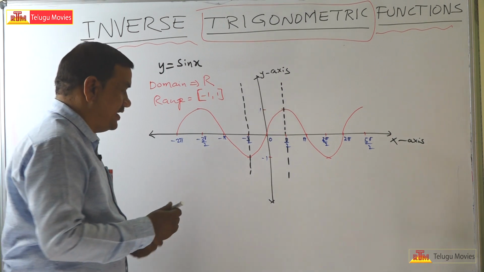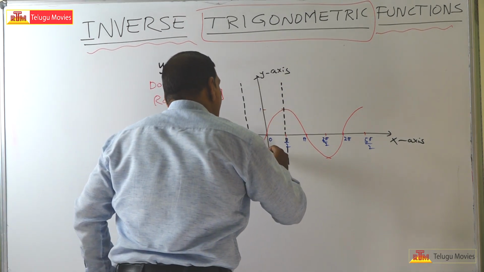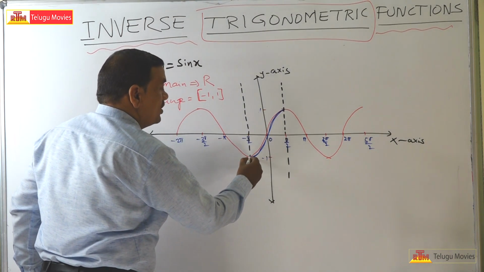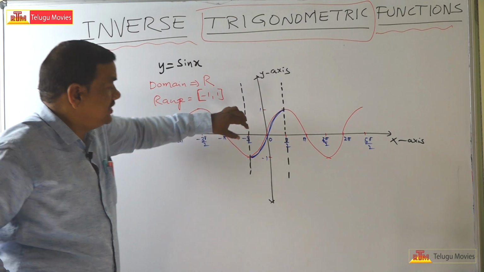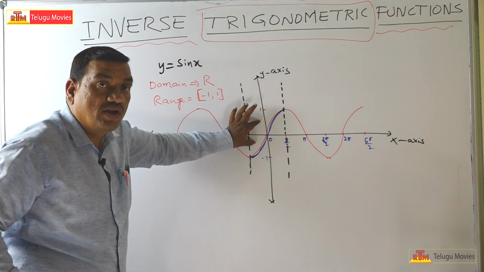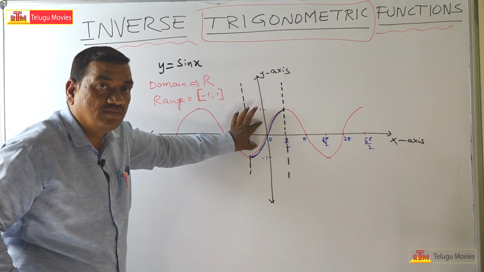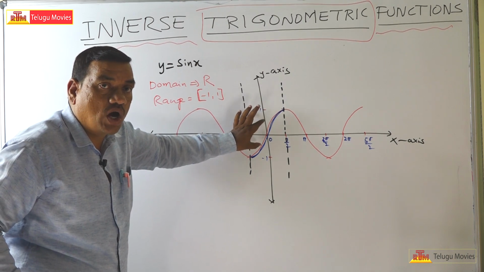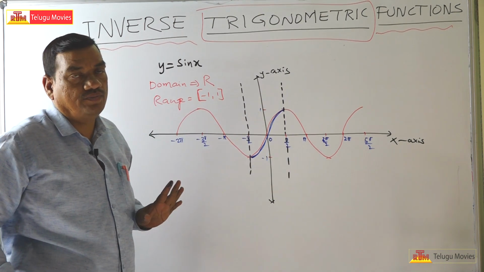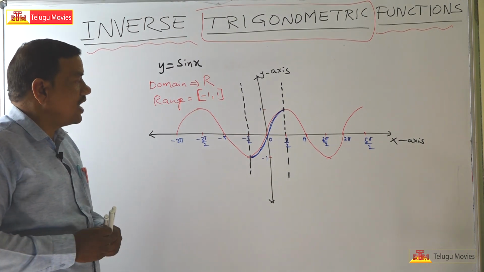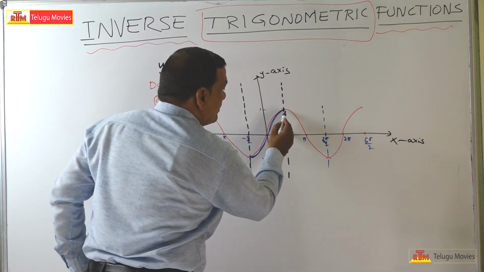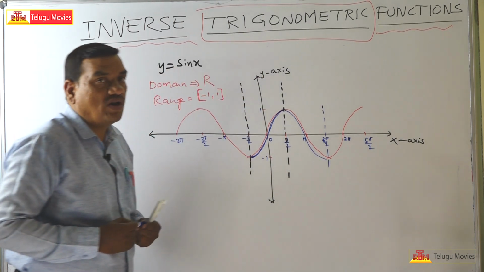Observe the graph from here, from minus pi by 2 to plus pi by 2. This graph up to here only you observe, it is from minus pi by 2 to plus pi by 2, it is both a one-one function and an onto function. You may ask one doubt, sir, from pi by 2 to 3 pi by 2, from here to here, also it is one-one and onto.